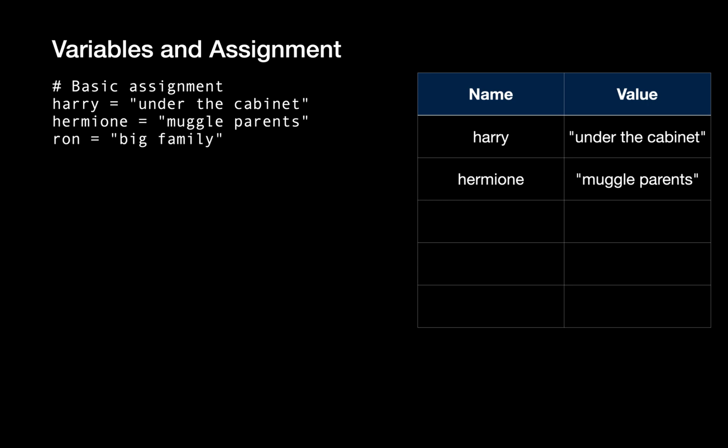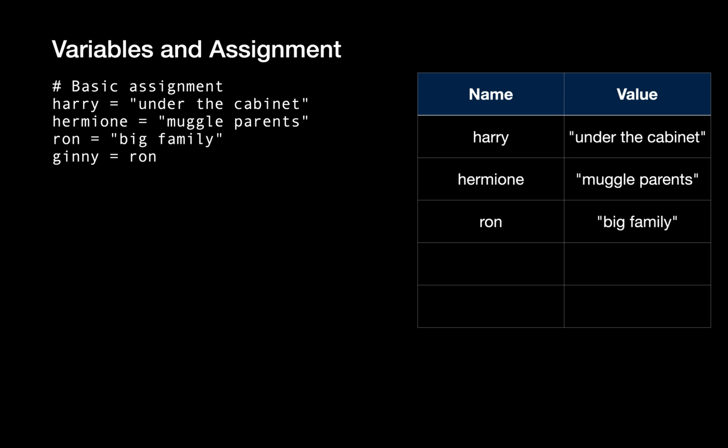So then we add the name Ron and we assign the value "Big Family." So now we have three names in the table. Now, if we decide that we want to add Ginny as another name in our memory, we want Ginny to have the same value as Ron. So we can write the assignment that Ginny gets assigned the value of Ron.